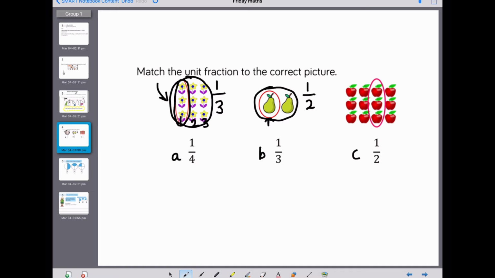And what about the third picture of the apples? What unit fraction is shown this time? Is it A 1/4, B 1/3 or C 1/2? Tell the screen now. Brilliant, it's 1/4 because one part is circled out of 4 parts altogether.